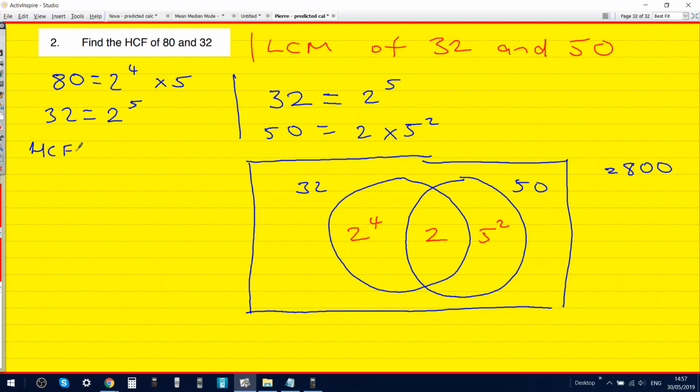Right. So the highest common factor is what they have in common, 2 to the 4, and then the lowest common multiple is the highest common factor times what's left over. So 2 to the 4 times 2 times 5. Any questions there? So whenever it asks you to calculate the LCM, should you always draw out a Venn diagram, do you think? I would, because with the powers and stuff, that might not be easy.